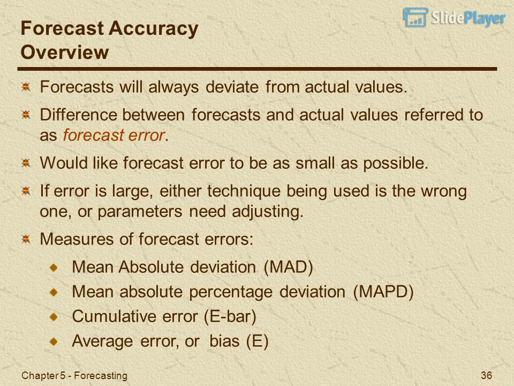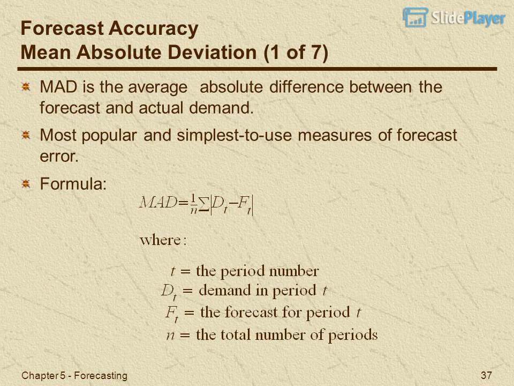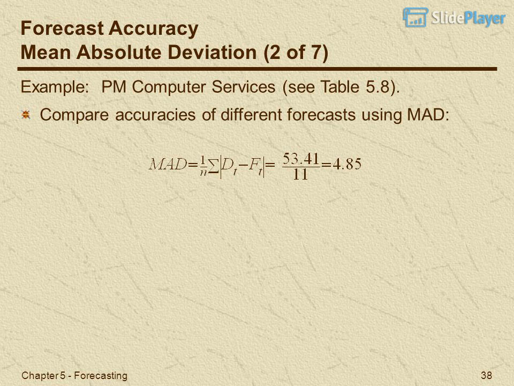Chapter 5, Forecasting. Forecast accuracy. Mean absolute deviation, 1 of 7. MAD is the average absolute difference between the forecast and actual demand. It is one of the most popular and simplest to use measures of forecast error. Formula.